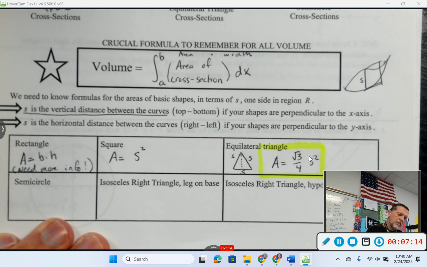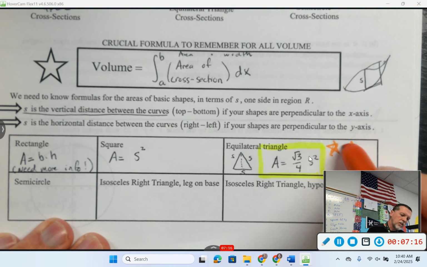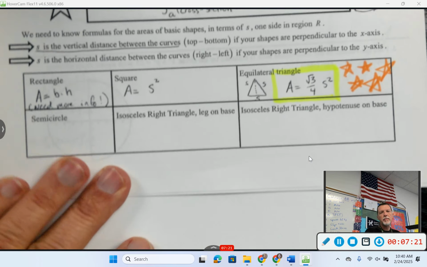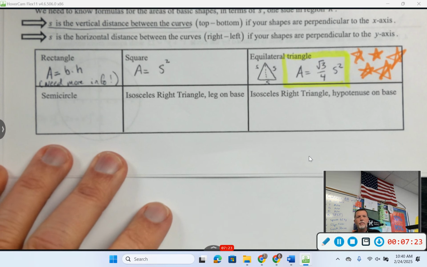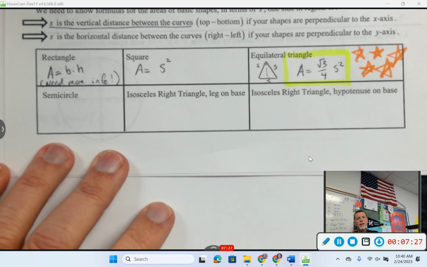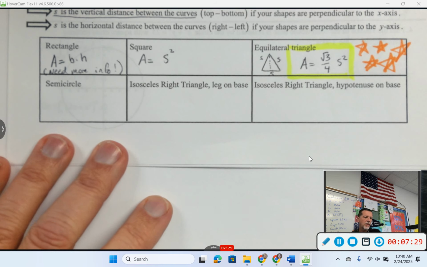That one gets boxed, starred, because you probably don't know that one. You probably need to memorize it. You can figure out a rectangle and a square without too much difficulty, but equilateral triangle, that's a little different.